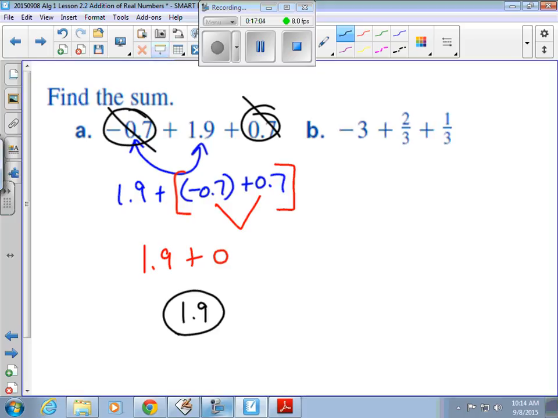Do the same thing with this one. Take about 30 seconds on this. It should be just as easy.